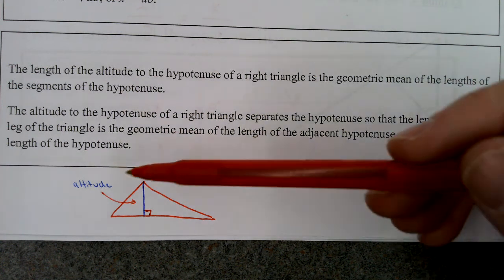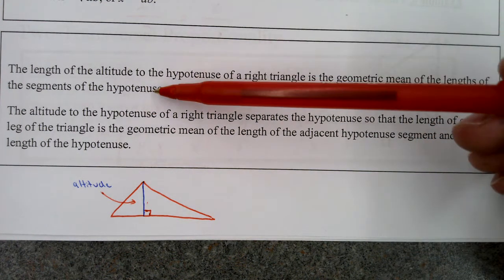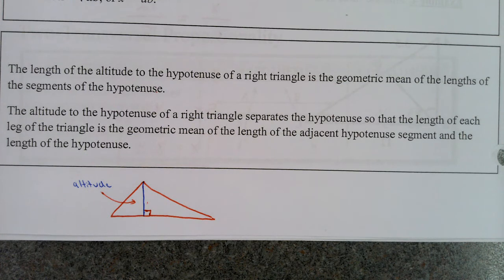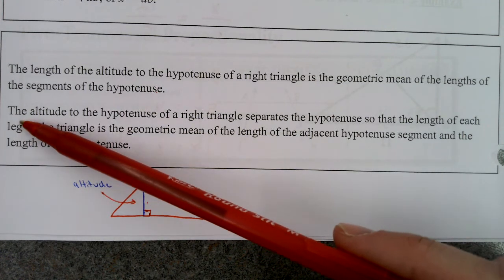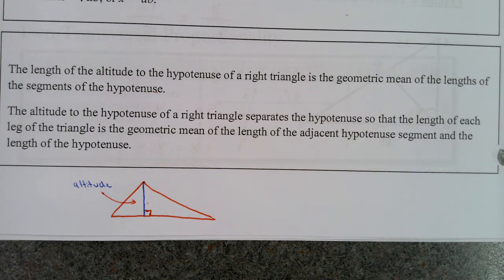Okay, so the altitude is the geometric mean between the two segments of the hypotenuse, and the altitude to the hypotenuse of a right triangle separates the hypotenuse so that the length of each leg is the geometric mean of the length of the adjacent hypotenuse segment and the length of the entire hypotenuse. That is very wordy. Let's do some examples to try to make it sound easy.